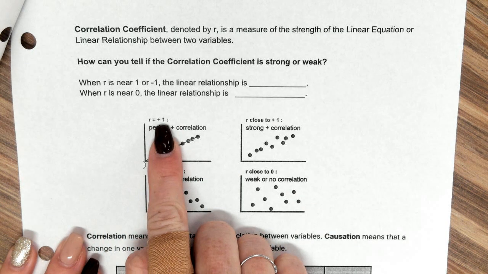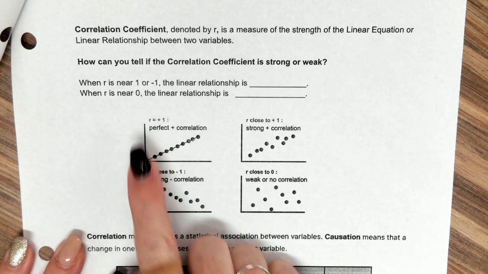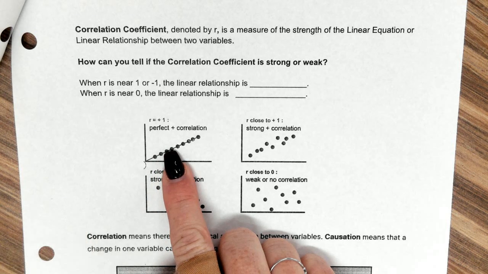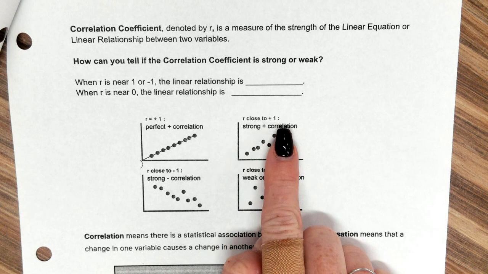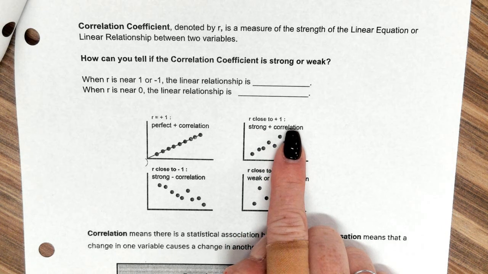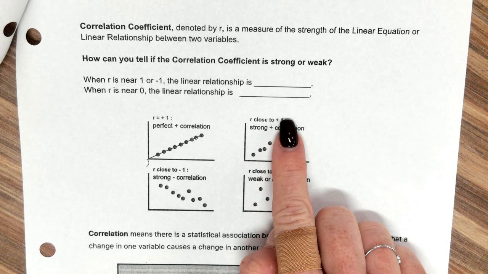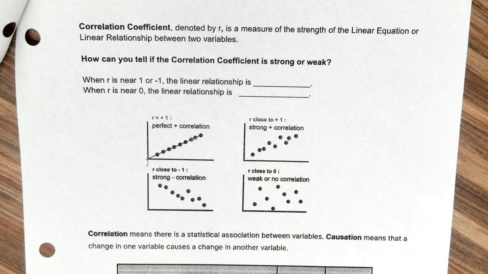This is a perfect 1. Why is this a perfect 1? Every single dot falls on a straight line. Make sense? It is a perfect linear situation. This right here is a strong relationship, but it's not a perfect relationship. Does that make sense to y'all? So this would have an R very close to 1 because the dots are very close to being a straight line.